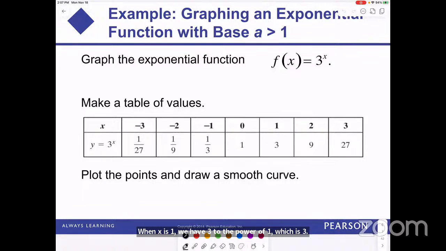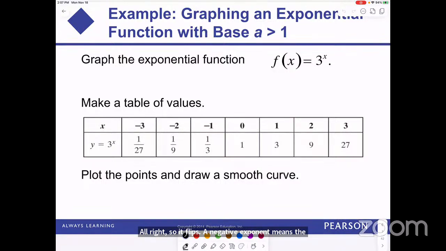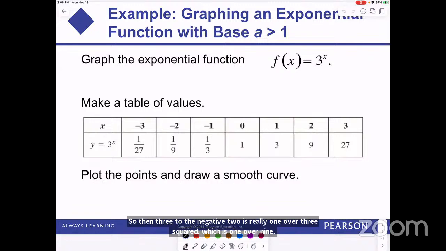When x is -1, so a negative exponent, all right? A negative exponent means what? It flips. It becomes a fraction. So if we have 3 to the power of -1, that's really 1 over 3, all right? A negative exponent means the base flips as a fraction, okay? So then 3 to the -2 is really 1 over 3 squared, which is 1 over 9. 3 to the -3 is 1 over 3 cubed, which is 1 over 27.